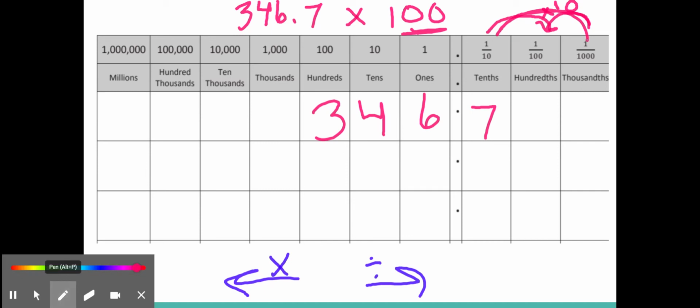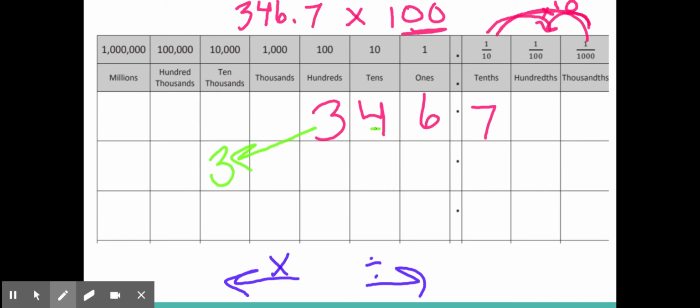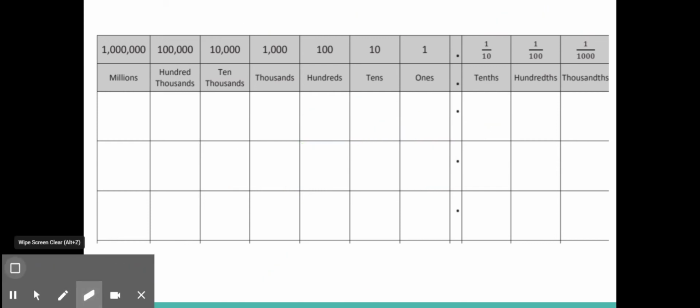So that means that all of these are going to move two place values. So hundreds times 10 is going to become 10,000s. Times 100, 4 tens times 100 is going to become 4,000s. 6 ones is going to become 600s. 7 tenths is going to become tens, and you go ahead and fill in that 0. So I would get 34,670. Let's go ahead and look at a few more.